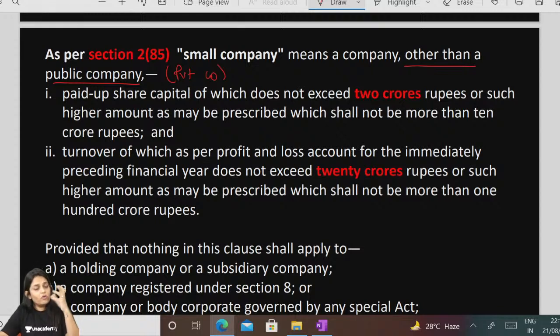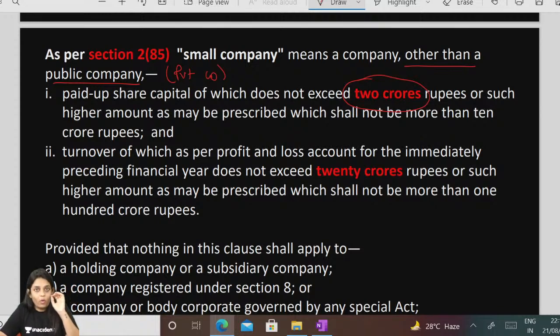And if you fulfill these two conditions, you will become a small company and you get the privileges and exemptions. What are these two conditions? The first condition is that my paid up capital should not exceed. Now here there is an amendment.